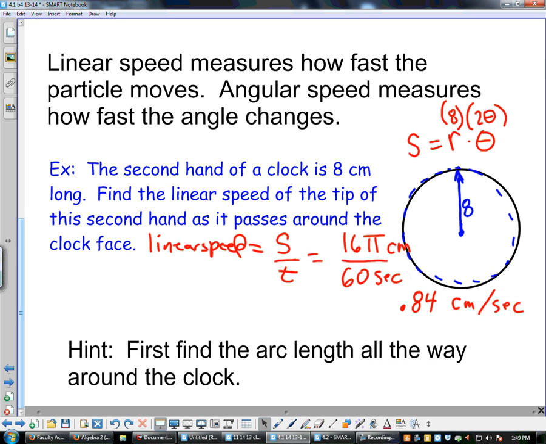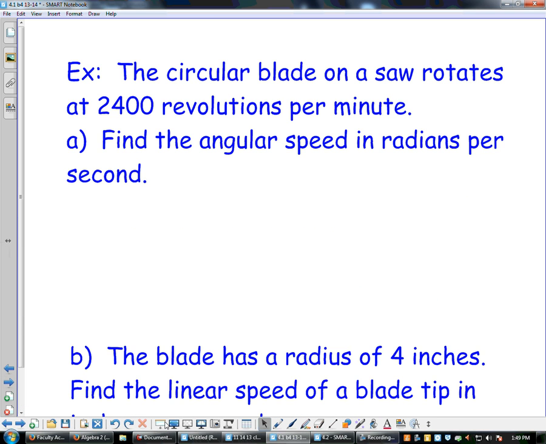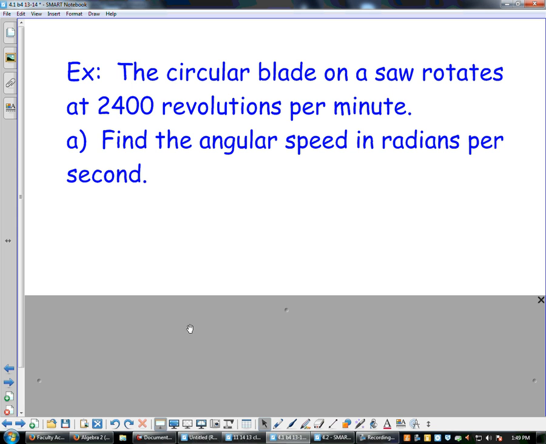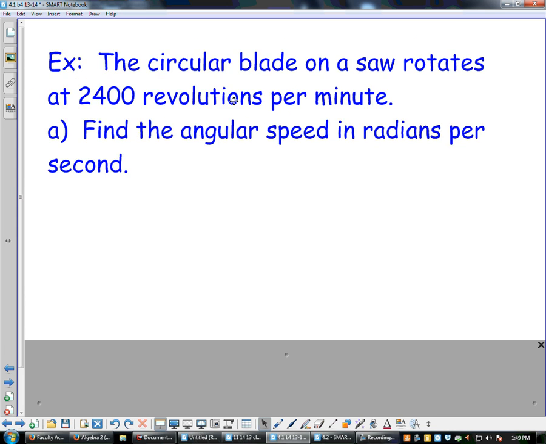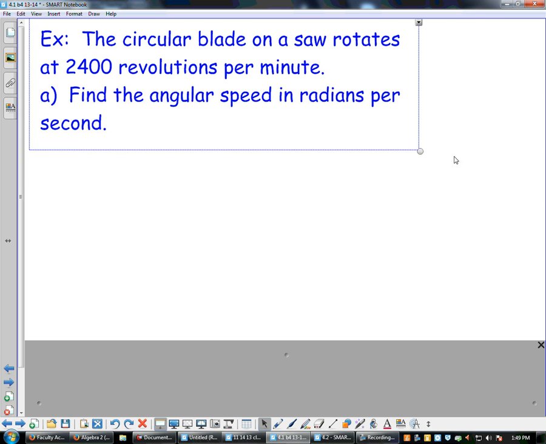All right. And first find the arc length. We did that. I didn't show you what we talked about. Okay, so let's talk about this example. The circular blade on a saw rotates at 2,400 revolutions per minute. Find the angular speed in radians per second.